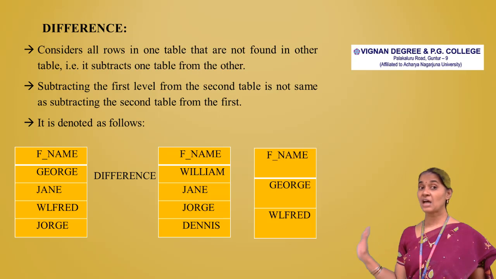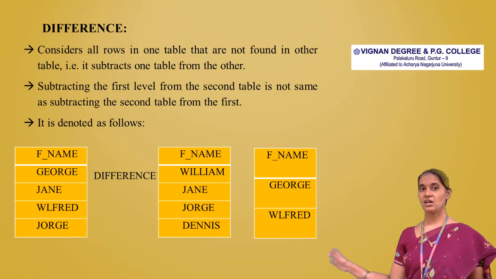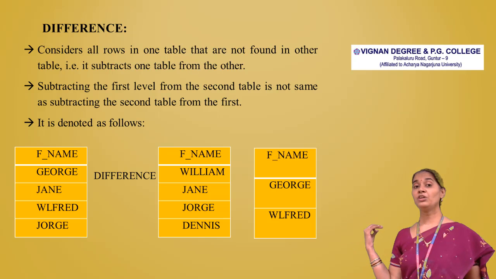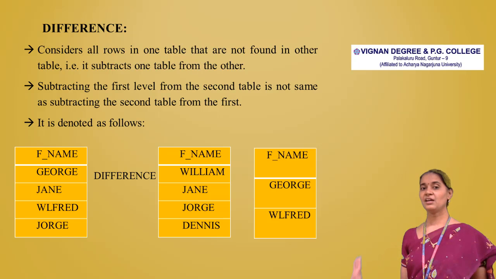And what are the elements now left in table 1? It is George and Alfred. That is being displayed as the output. If I do the difference between table 2 minus table 1, if I put table 2 on that side and table 1 on this side, then what will be the difference? The difference will now be William and Dennis.